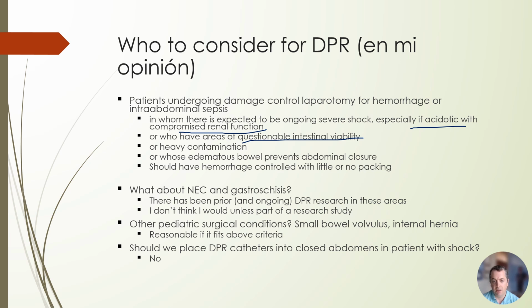If there's heavy contamination, this might be used in between OR visits, as it's been shown to reduce the rates of intra-abdominal abscess formation, and then to get you to quicker abdominal closure. What about necrotizing enterocolitis and gastroschisis? We're not quite there yet, but other conditions, like I mentioned, volvulus might be reasonable. Should we place DPR catheters into patients whose bellies are closed and not left open? Not right now.